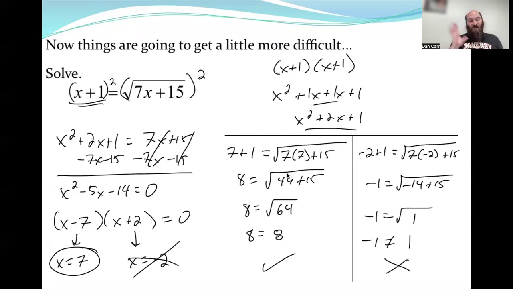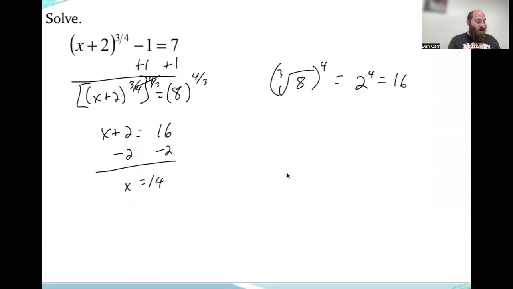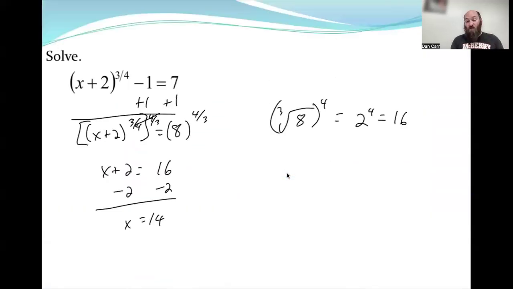All right, and that is it for today. So remember, we're just trying to undo our operations. We undo square roots with squaring both sides. We undo cube roots with cubing both sides. Just trying to get stuff down to as low as it can go. We also can undo rational exponents by raising them to their reciprocal powers.